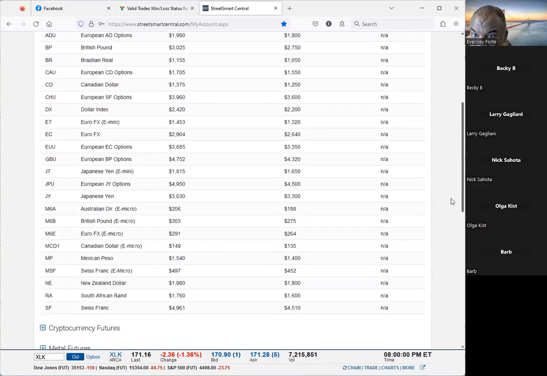And so the micro Aussie M6A, $206. Make a note of that. The margin for the micro Aussie is $206 per contract. And the margin for the Euro micro is $291 per contract. We will use those numbers later on to make sure you understand it. The Euro margin is $291 per contract, and the Aussie micro is $206 per contract. All right.